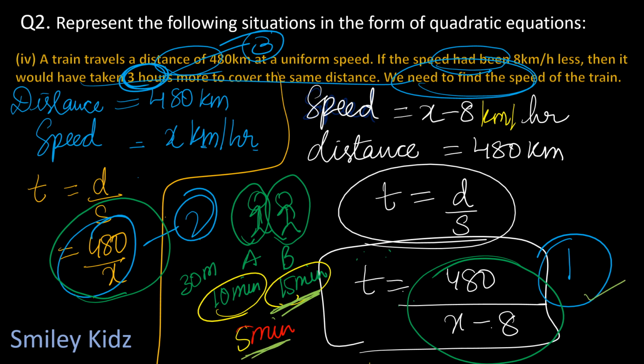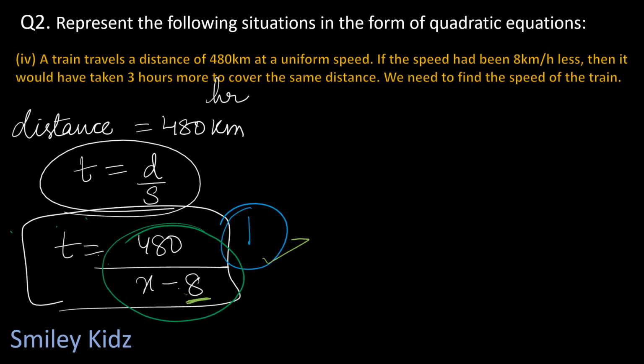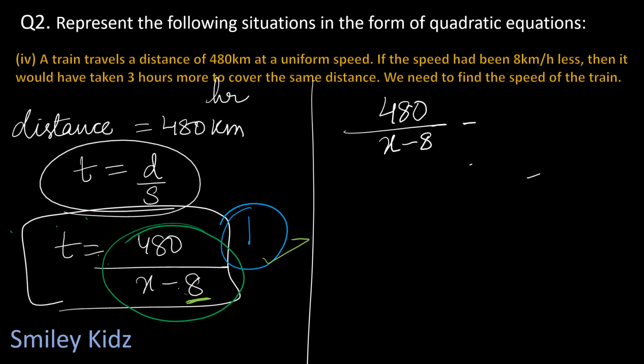Now, have a look at condition 1 and 2. Which has taken the maximum amount of time? Obviously, condition 1, isn't it? If the speed had been 8 kilometers less, then only the train would have taken 3 hours more. So, condition 1 has taken more time. So according to the question, the equation formed will be 480 upon x minus 8 minus 480 upon x is equal to 3. Why?